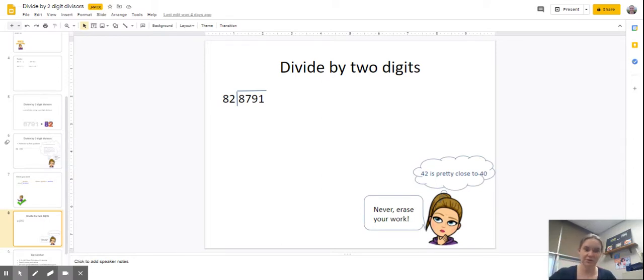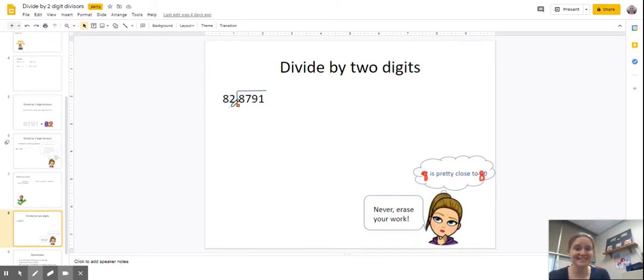Please do this problem with me, okay? In your math journals, write down 8,791 divided by 82. All right, so let's think to ourselves. 82, it should say 82. Silly Bitmoji. 82 is pretty close to 80, right? 82 is really, really close to 80.